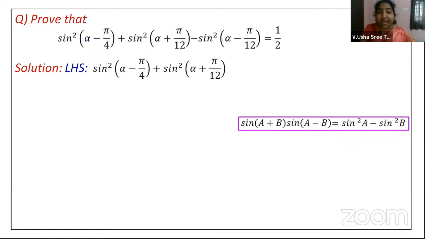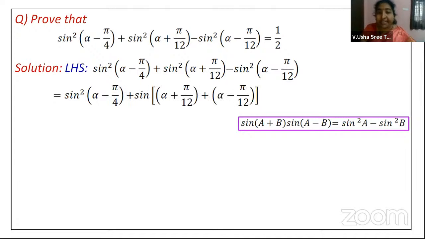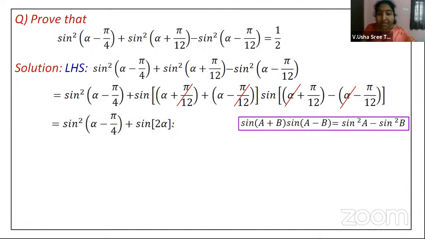So sine square (alpha minus pi by 4) plus sine square (alpha plus pi by 12) minus sine square (alpha minus pi by 12), which is your LHS, we are writing it as sine of (A plus B), where this total bracket is A and this is B, so we are adding them. And likewise, sine of (A minus B). Now when we do so, pi by 12 and minus pi by 12 get cancelled. Then alpha minus alpha gets cancelled. Then we are left with what? Sine square (alpha minus pi by 4) plus sine 2 alpha sine pi by 6.